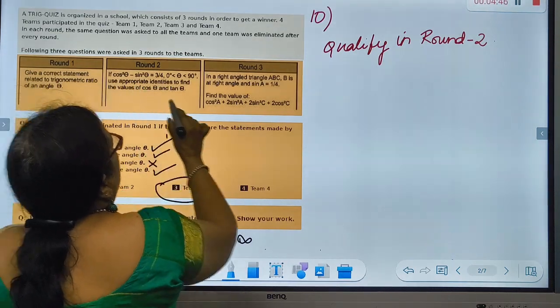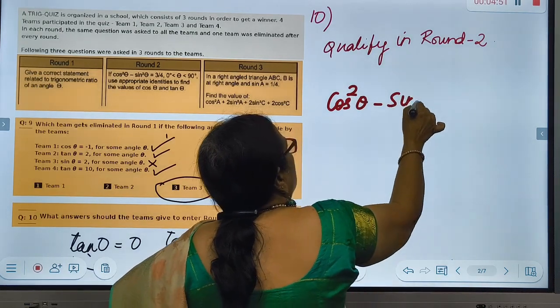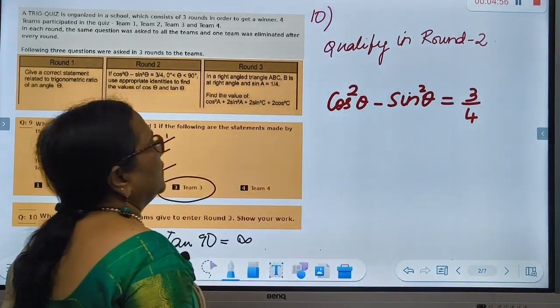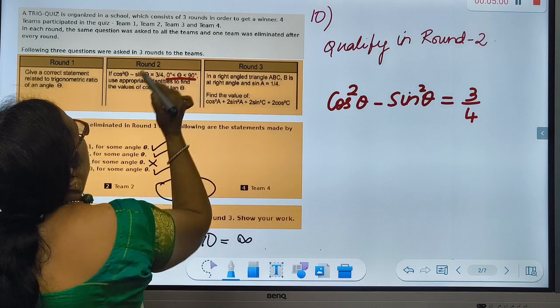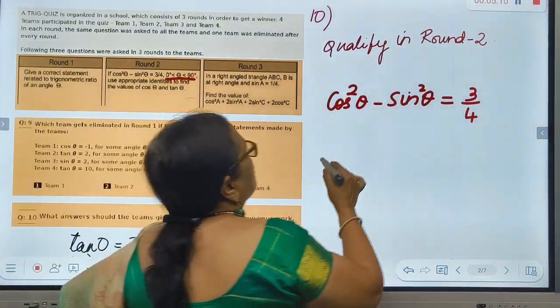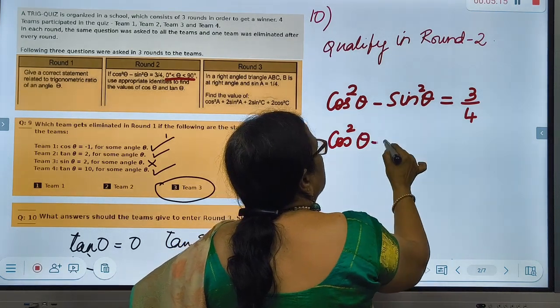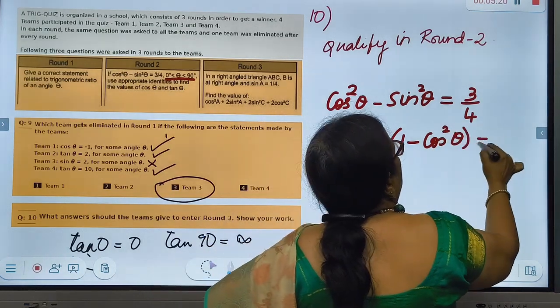If cos square theta minus sin square theta is 3 by 4, where theta lies between 0 to 90, use appropriate identities to find the value of cos theta and tan theta. So I want to find the value of cos theta and tan theta. So since I want the value of cos theta, I am keeping cos square theta as it is. Sin square theta I am writing as 1 minus cos square theta.